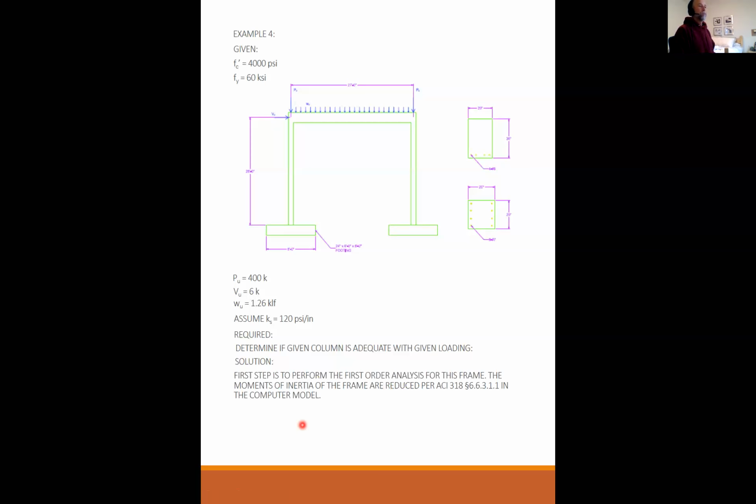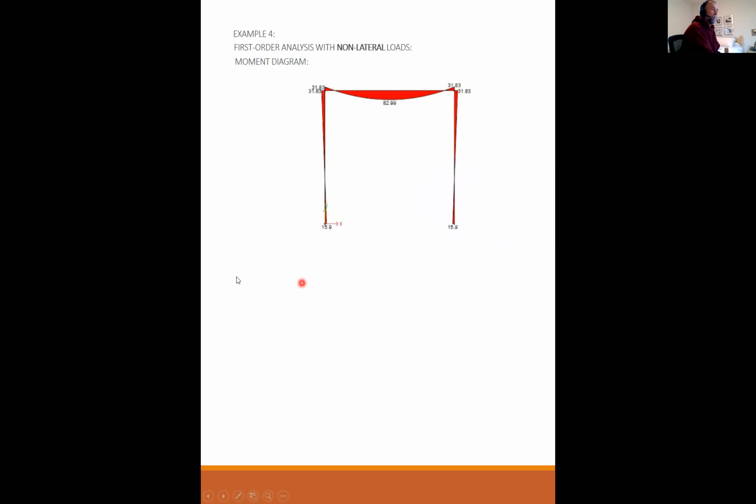The first step is to perform the first order analysis for the frame. The moments of inertia of the frame are reduced per ACI 318-6.6.3.1.1 in the computer model. So that's where we use 70% for the columns and 35% of the moment of inertia for the beams. So first order analysis with non-lateral loads. Moment diagram looks like this.